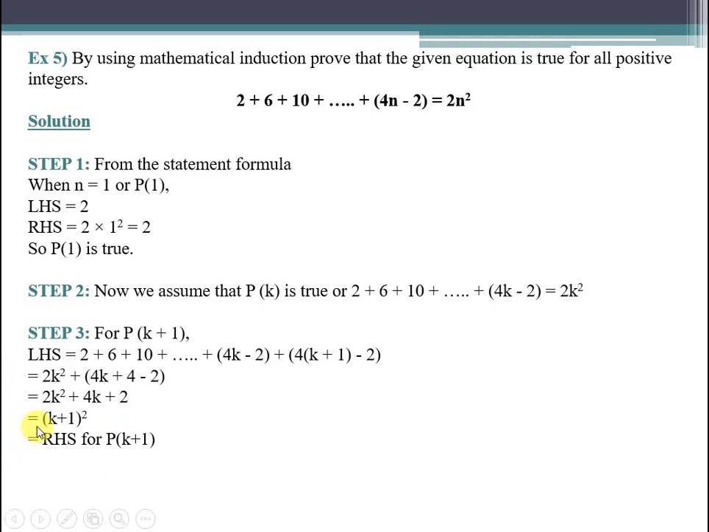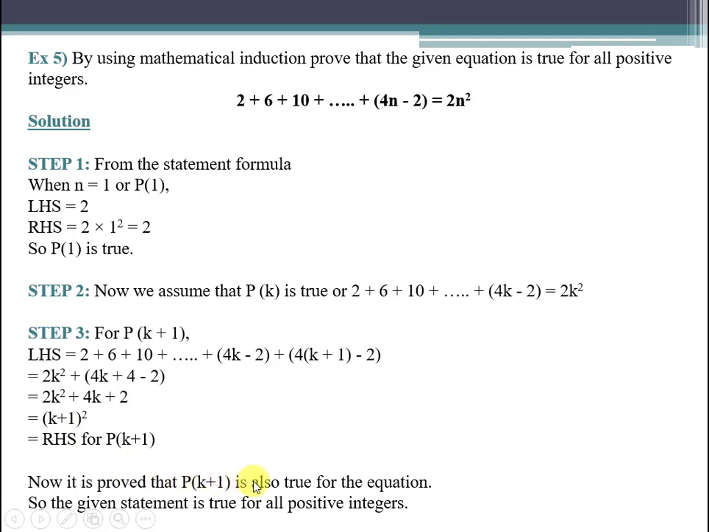Here we take 2 out of the brackets, and here (k plus 1) squared, and it gives us the right hand side for Pk plus 1, 2 times (k plus 1) squared. Now it's proved that Pk plus 1 is also true for the equation. So the given statement is true for all positive integers. So here we have 2 times (k plus 1) squared, and then we have the same statement as this one.